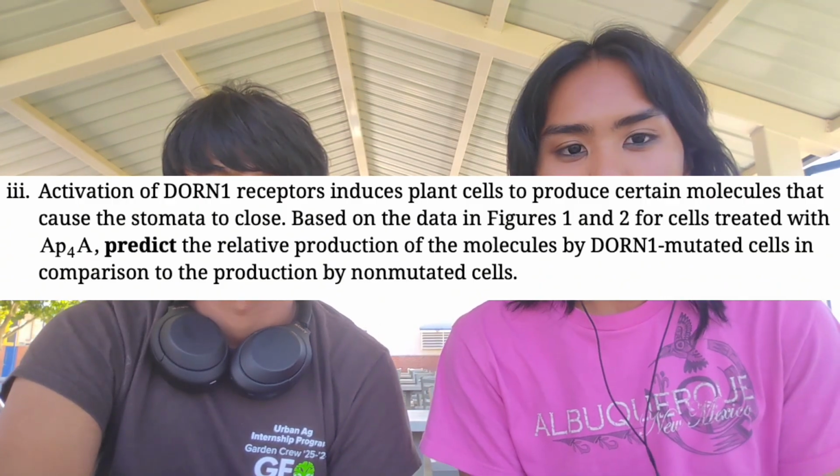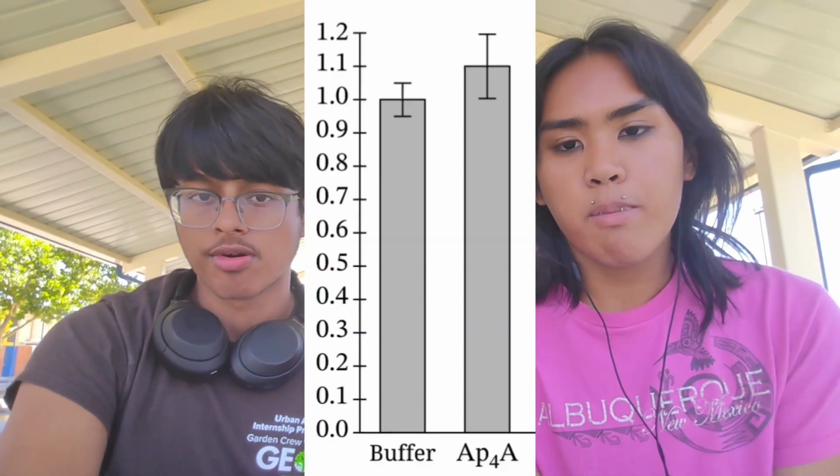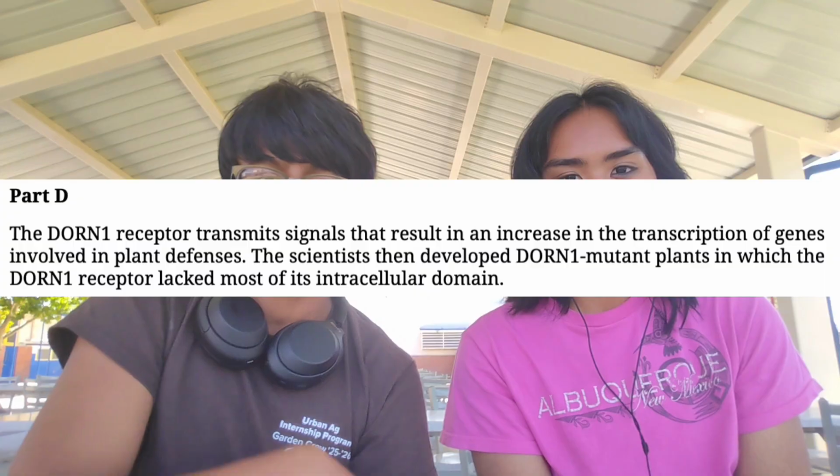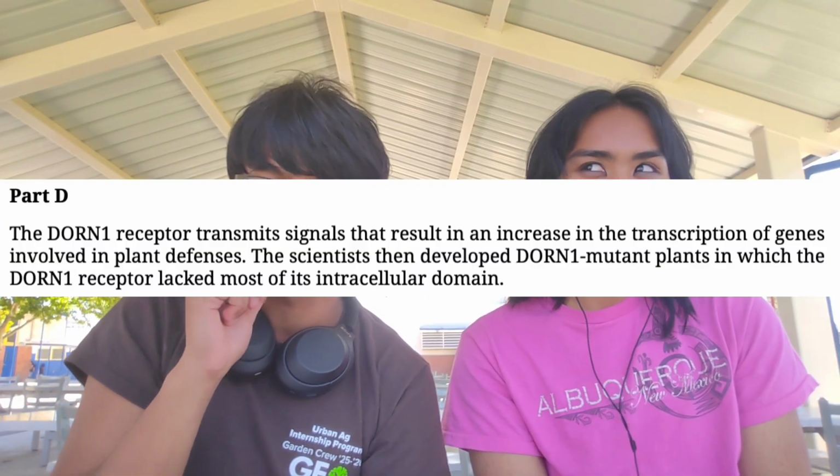Okay, and what about part 3 of C? Read the question again. We know that the DORN1 receptor makes plant cells create molecules that cause the stomata to close. Given by the graph of figure 2, APA is shown to not close as much compared to the buffer, showing that there is a significant decline of the molecules produced compared to the non-mutated DORN1 receptors shown in figure 1. So it looks like this mutation is just causing the intracellular domain, which is basically the inside of the DORN1 receptor, to be missing.